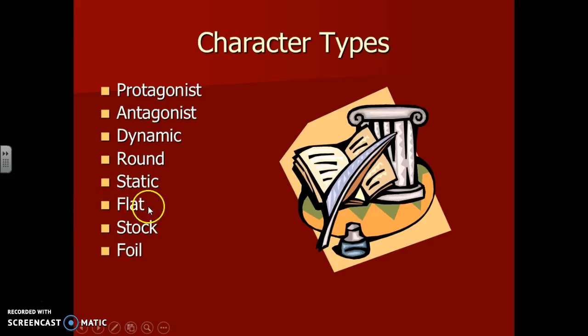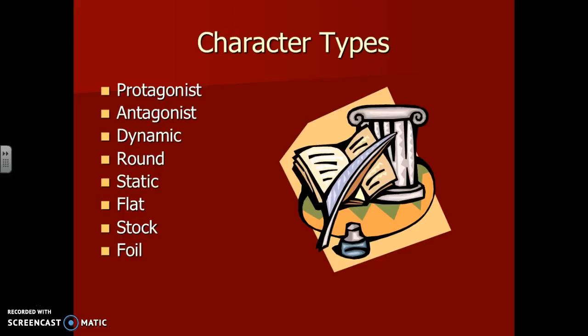Whereas with a flat character, you only know 1 or 2 personality aspects. You're probably going to know physical aspects, but you usually only know 1 or 2 personality aspects, so they're flat. They're not rounded. They're more like a 2-dimensional character versus a round character, which is more 3-dimensional and very lifelike and robust. Now, a dynamic character is usually round, and a static character is usually flat. Okay, round characters are going to be your main characters, not your secondary.